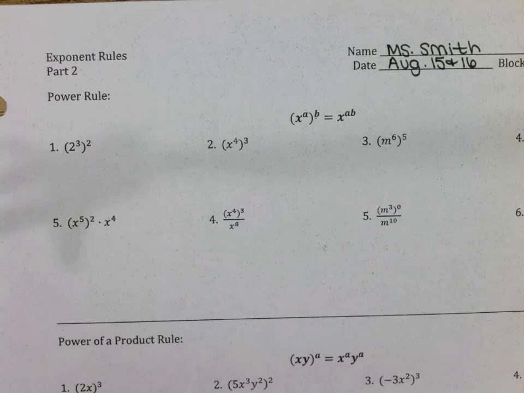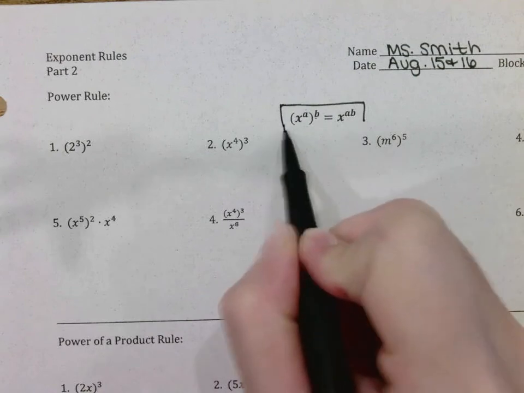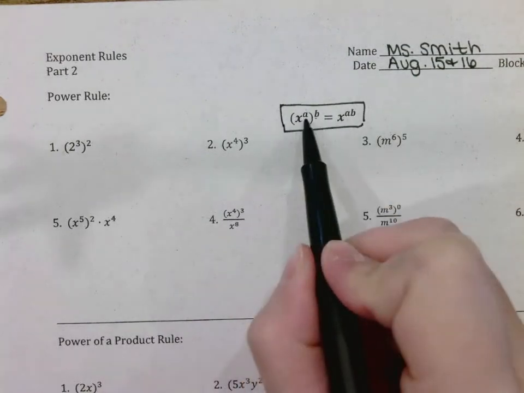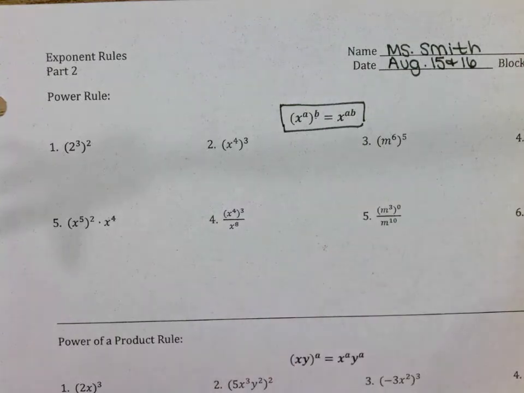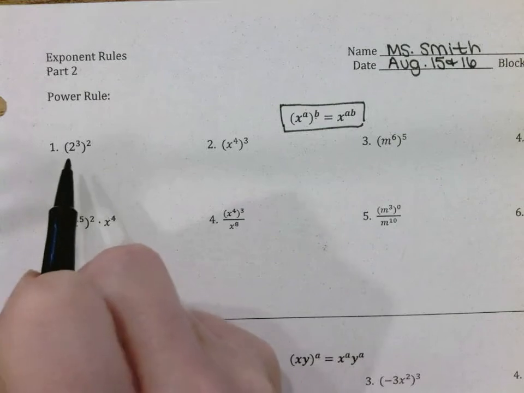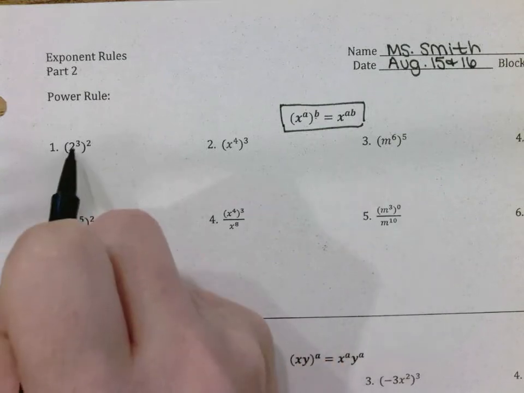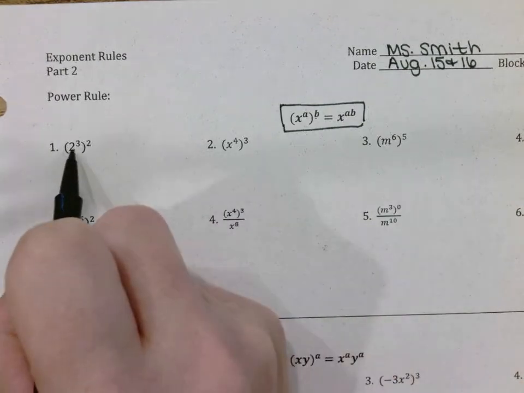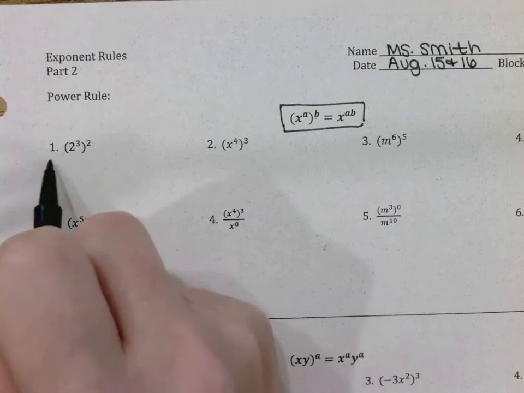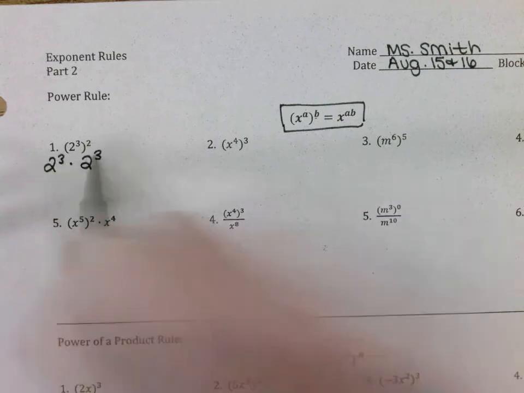The first one is the power rule, which you can see right here. And all this is saying is if we have an exponent raised to another exponent, all we're really doing is multiplying those exponents. I'm going to go into a little detail with number 1 so you can see why that is. So for number 1, we have 2 to the third to the second power. So what that really is saying is we're doing 2 to the third twice. So that's 2 to the third times 2 to the third.